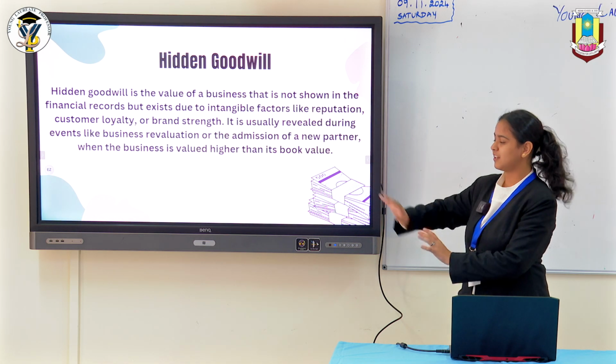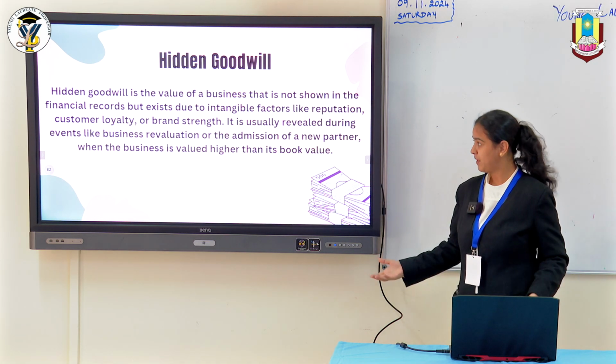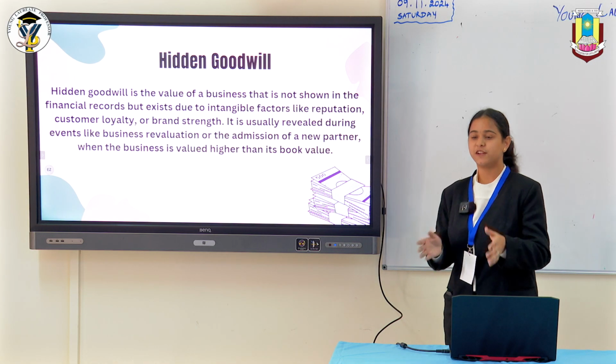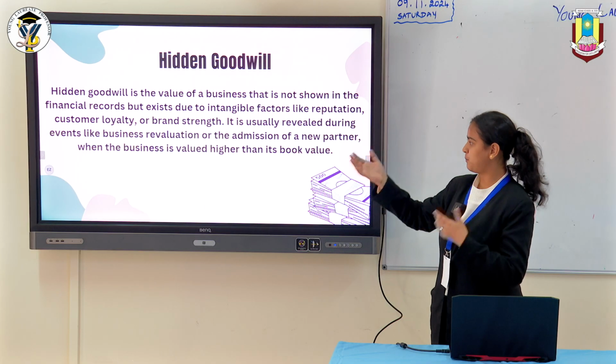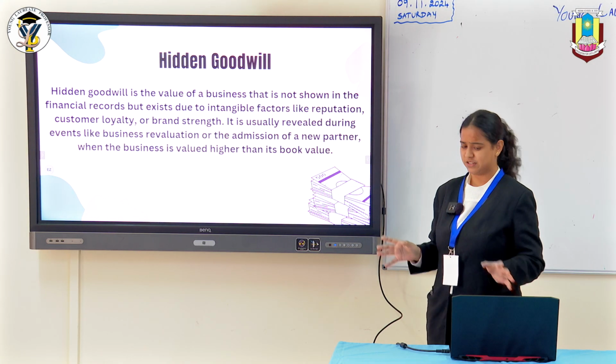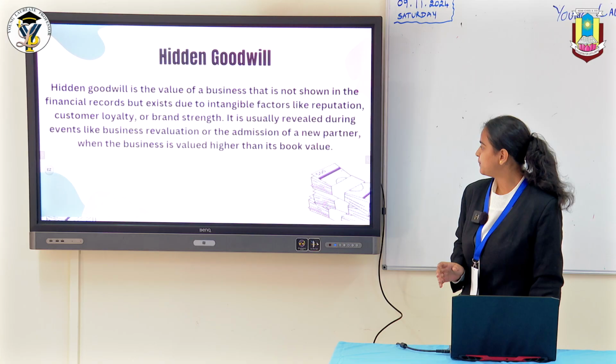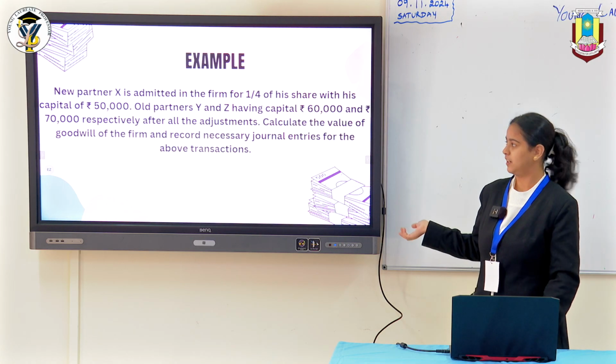Okay, now this is an entirely different case, that is hidden goodwill. Now there is also a goodwill, but this goodwill is not shown in the financial records. Okay, and these are factors like reputation, customer loyalty or brand strength. Okay, and here's an example for that.